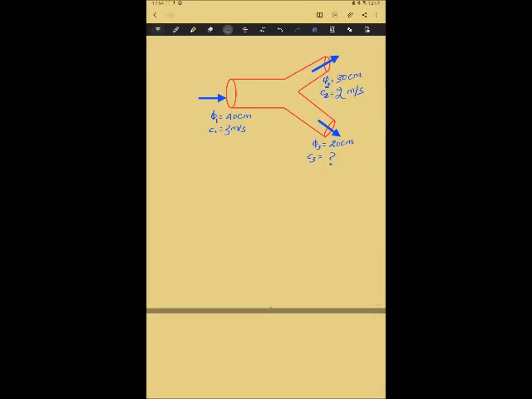My dear people, let us look at another simple problem. So, what do we have in this particular problem? Here we have section 1, in which fluid is entering with a velocity of 3 meters per second, and the diameter is 40 centimeter, and it branches into two different pipes. Pipe 2 is 30 centimeter diameter, and the velocity is 2 meters per second.